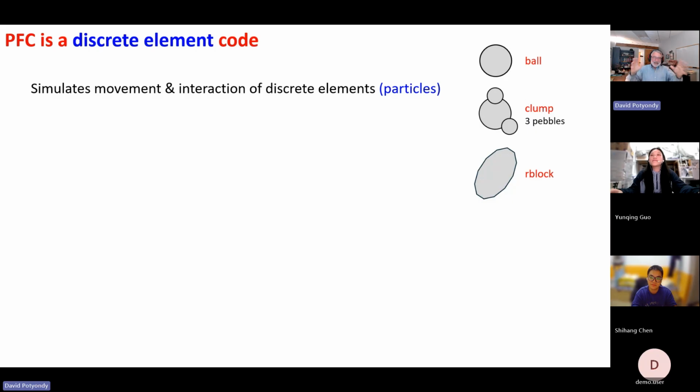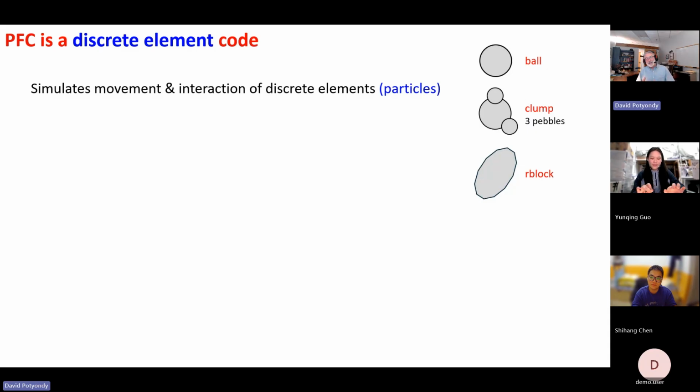So what is a discrete element code? We're going to have one slide here that summarizes everything. So here we go. There are 5 things a discrete element code has to do in order to be called a discrete element code. The first thing it has to be able to do is it has to have some idea of elements which are discrete. So it's called discrete elements.